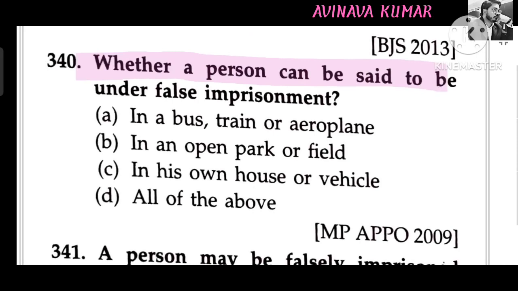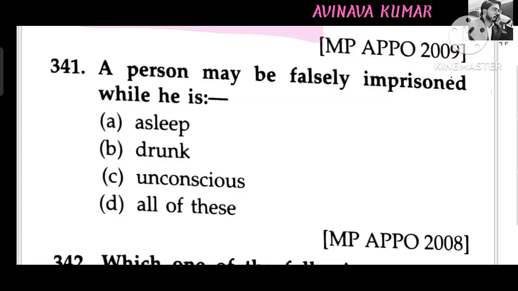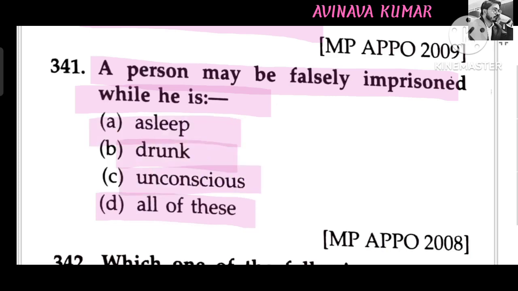Whether a person can be said to be under false imprisonment. Answer: all of the above. In a bus, train, aeroplane, in an open park or field, in his own house or vehicle. A person may be falsely imprisoned while he is all of these: asleep, drunk, unconscious.